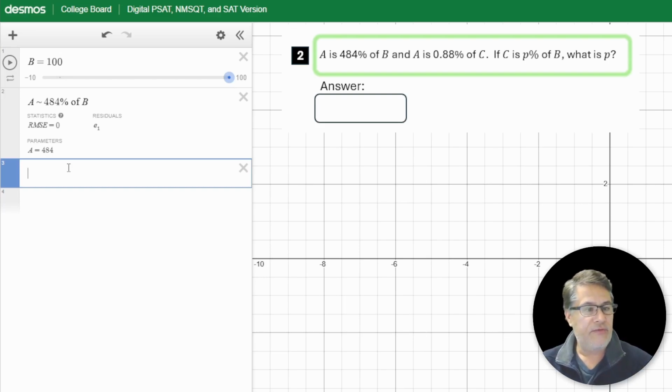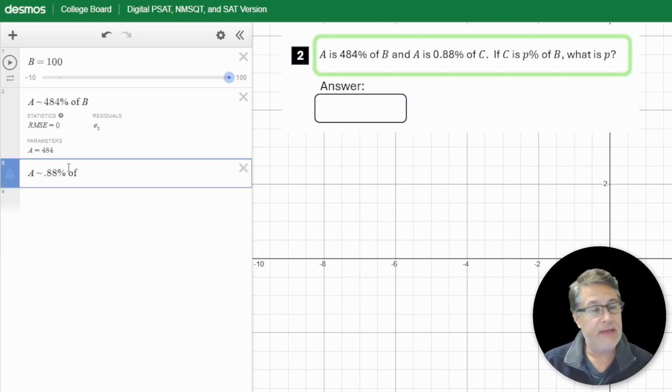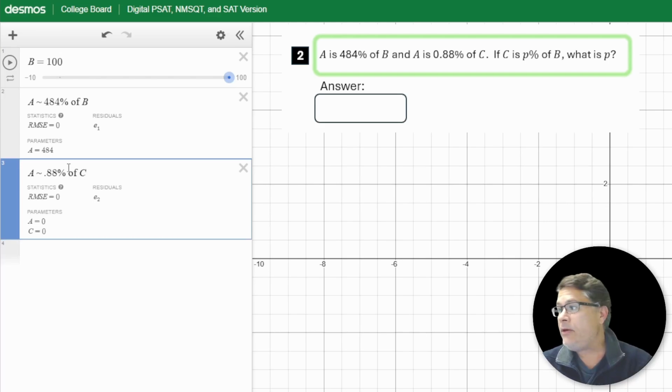I'll show you why. So if I were to type A tilde 0.88% of C, do you see what happened there? It gives me garbage values. It's basically saying, hey, I can solve this equation for you guys if A is 0 and C is 0, which makes sense because 0 is equal to anything times 0. But of course we don't want that. And the reason it's not working is that DESMOS is basically wiping the A from memory, and it's basically creating a fresh regression for us.